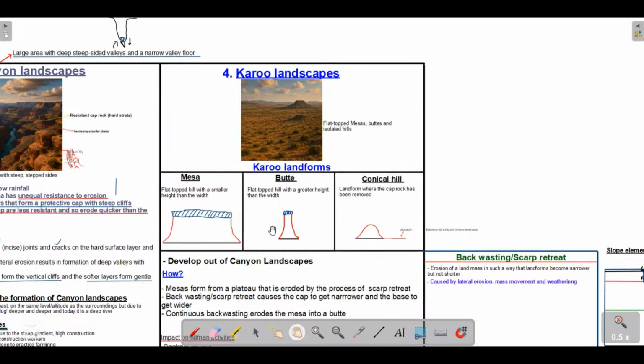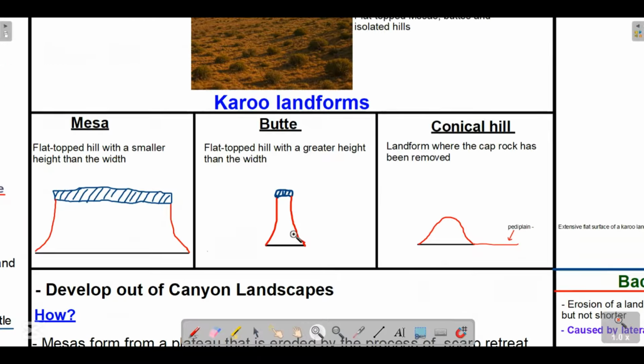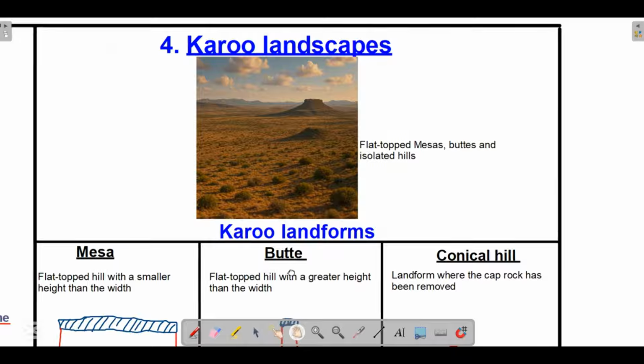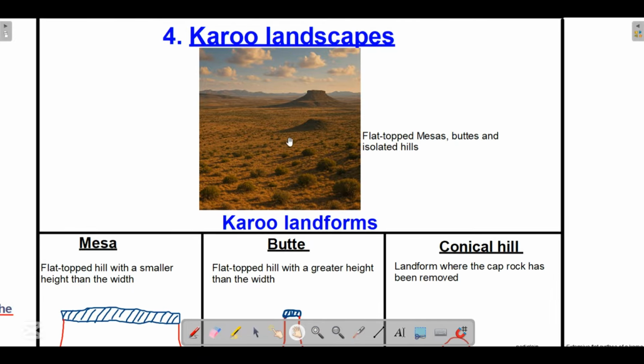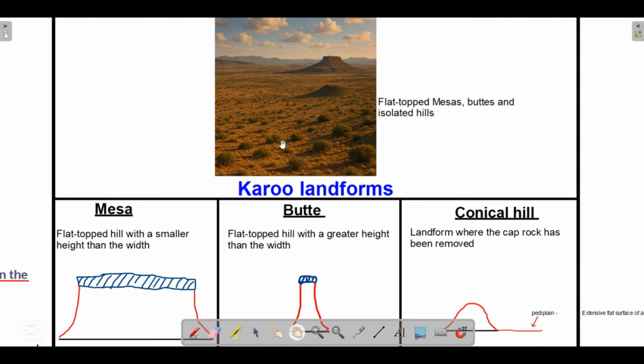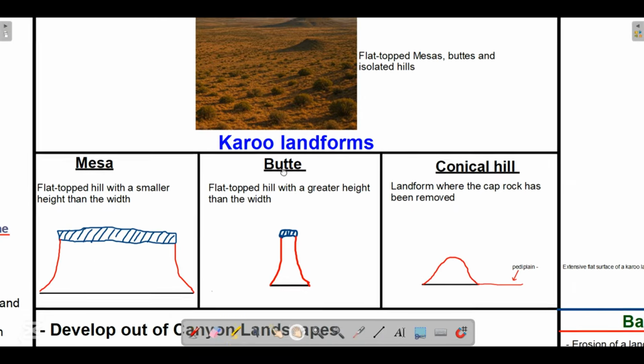So it's such that you form these landforms here in the Karoo. The Karoo landscape is a landscape where you're going to find flat-topped landforms such as mesas, buttes, and isolated hills or conical hills. These are the different types of landforms you're going to find in the Karoo. The Karoo is also a dry area. It develops from a canyon landscape, so you can sort of imagine. A Karoo landscape simply was once a canyon landscape.